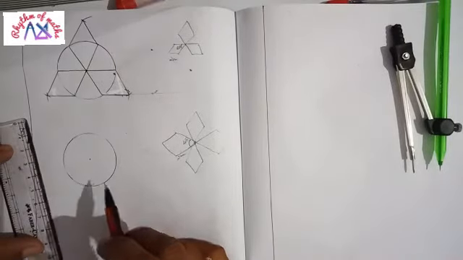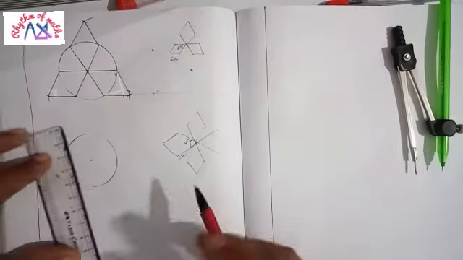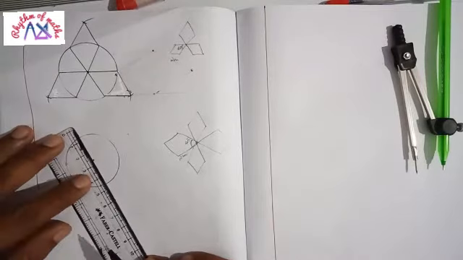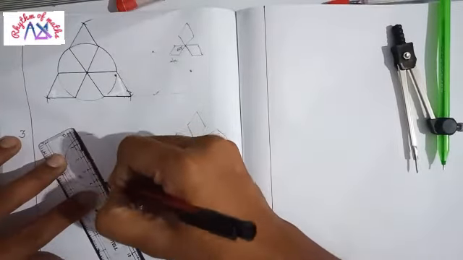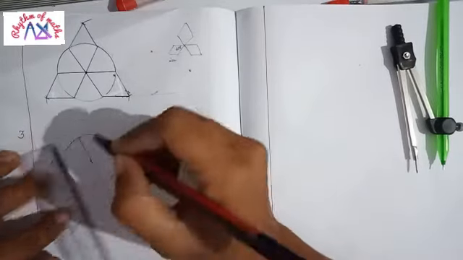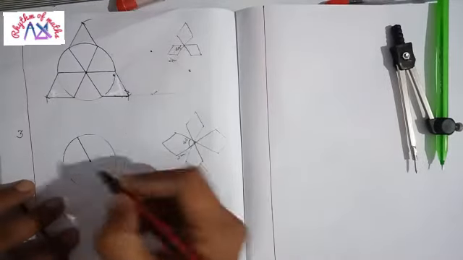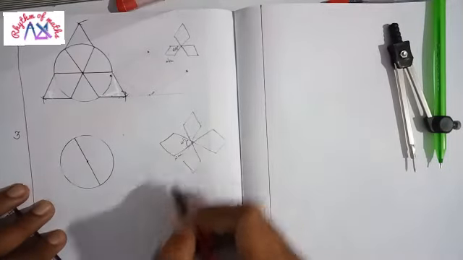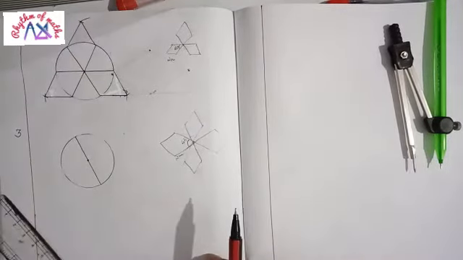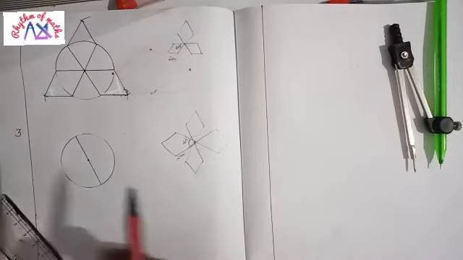After drawing this circle, draw one diameter like this. Okay, a slanted diameter. One diameter like this you can draw. Now from this diameter you have to measure 45 degrees, because all the central angles are 45 degrees here. So using the protractor, measure 45 degrees from both ends.